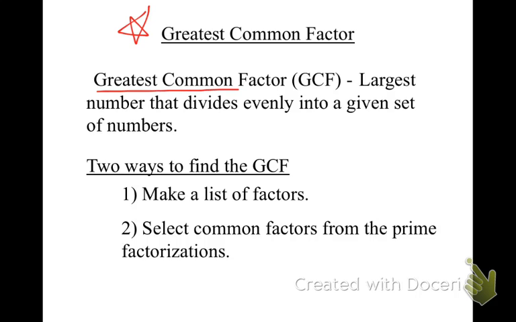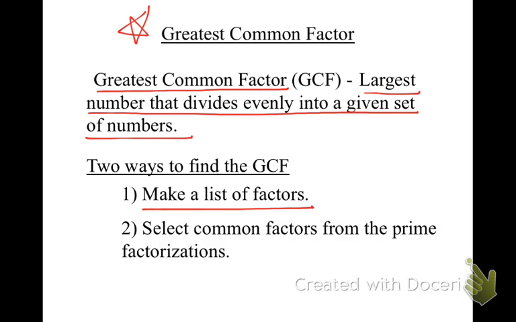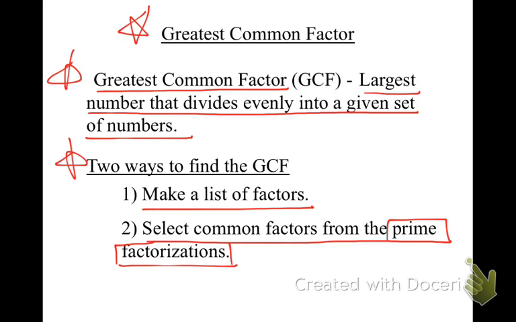Now in your notes, we're going to learn something called the greatest common factor. What is it? It is the largest number that divides evenly into a given set of numbers. There are 2 ways of finding the greatest common factor. One way is you can make a list of factors, or you can select the common factors from the prime factorization. It's up to you which way you prefer. So make sure that everything is in your notes.